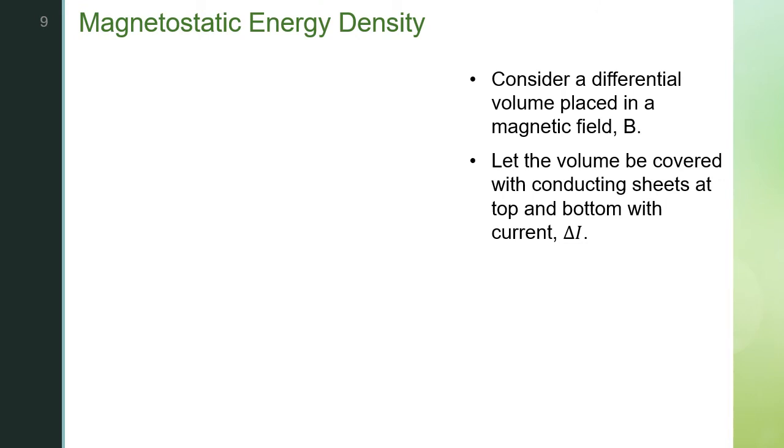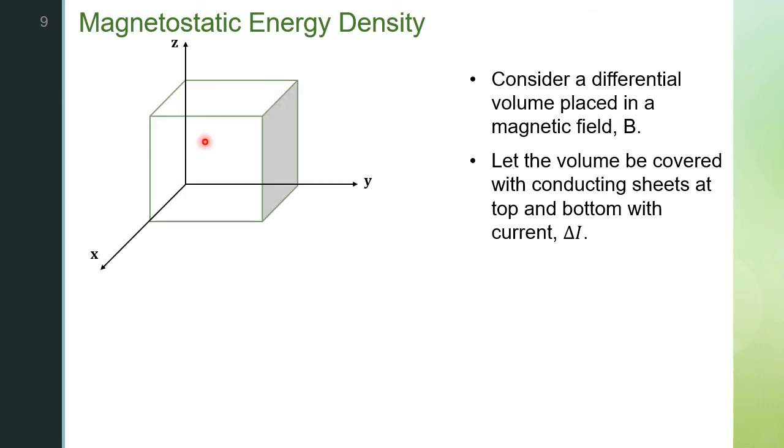Next, we'll be deriving the expression for magnetostatic energy density. For deriving the expression, we'll be considering a differential volume which is placed in a magnetic field B. So this is a cubical structure placed in a magnetic field B, and the sides of this differential volume are given by delta x, delta y, and delta z.